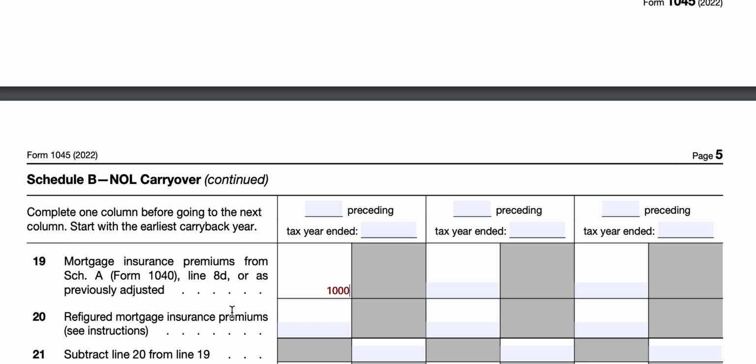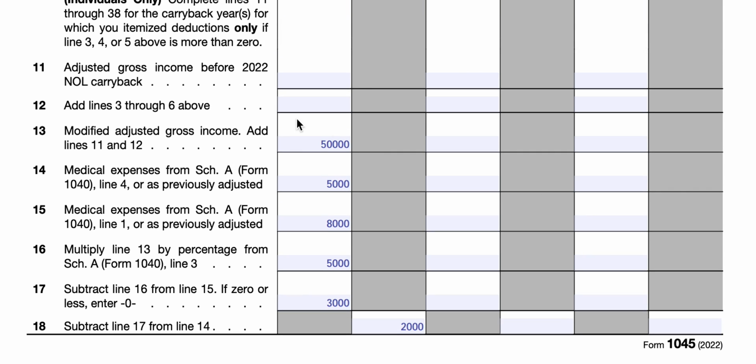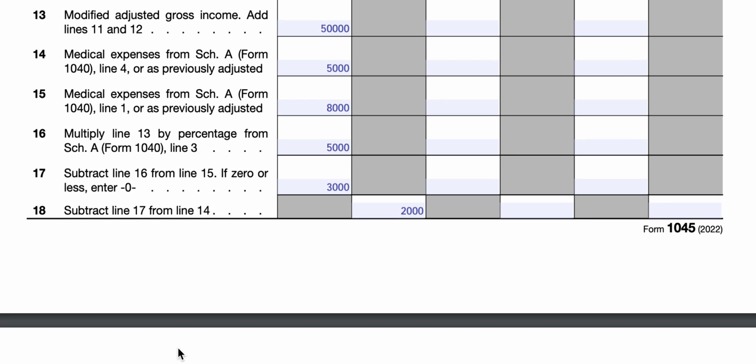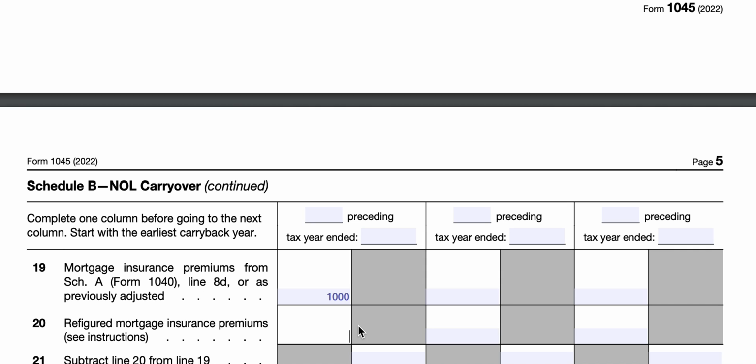13, more than $100,000. If so, you would have to go back to this number right here. And if this is more than $100,000, or $50,000 for married couples filing separately, then you would have to use the mortgage insurance premiums deduction worksheet located in the IRS form instructions. In this situation, this is less than $100,000, so you can simply enter the amount on line 19 without any adjustments.